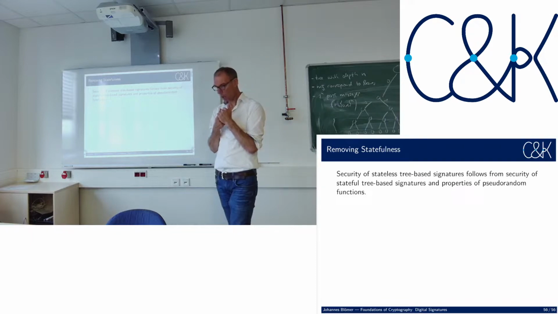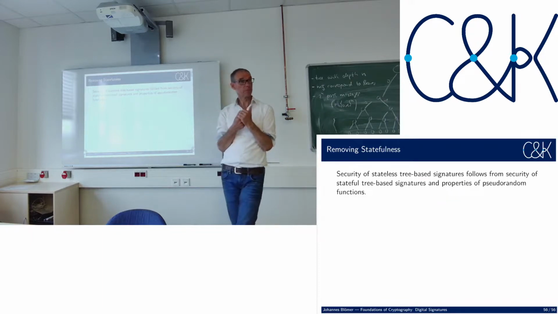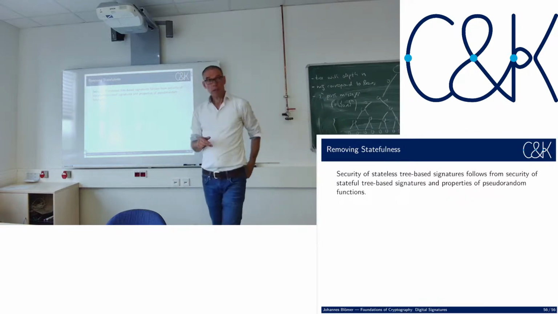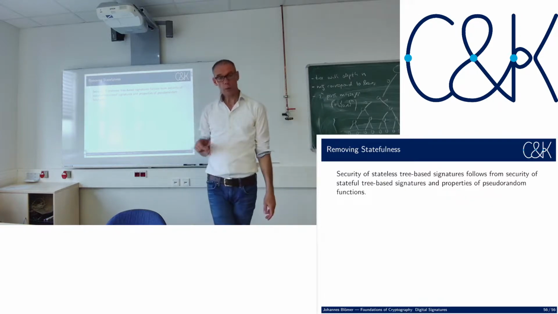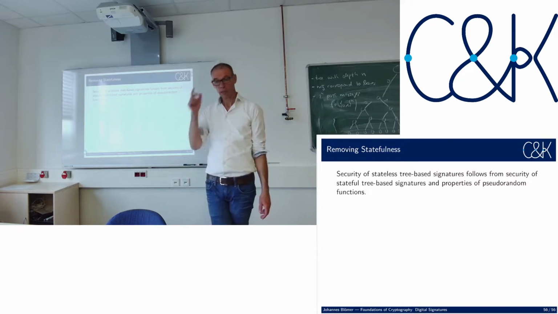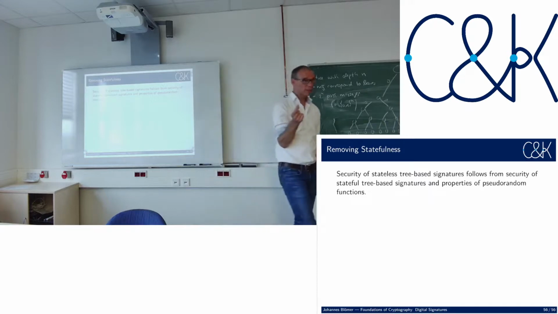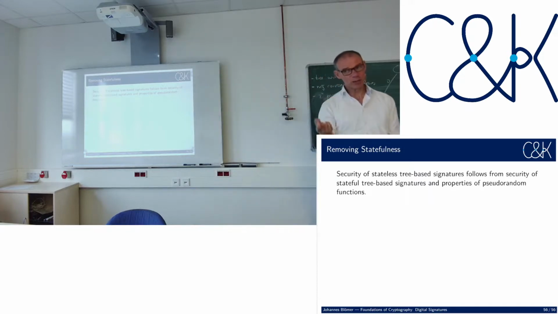Okay, good. Questions? What we did not see, what this does not show, is that we can construct secure digital signatures from one-way functions, because collision-resistant hash functions are not known to be constructible from one-way functions.